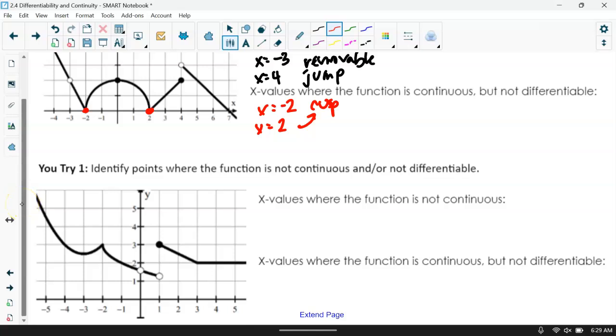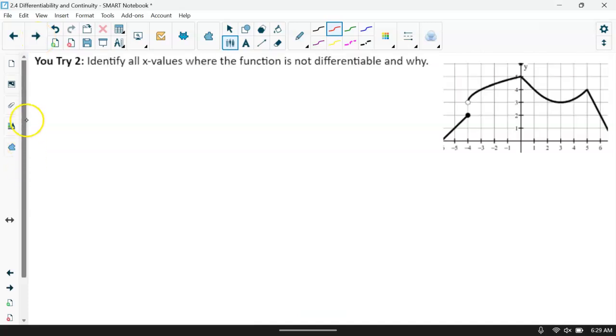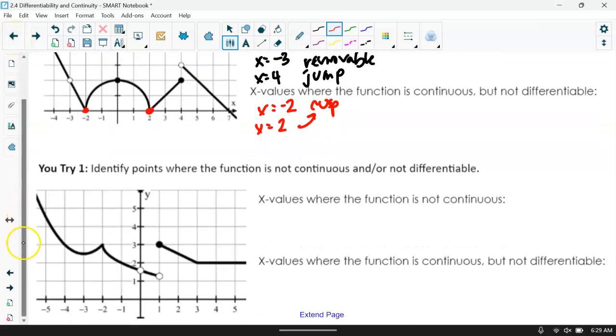There are two You Tries, if you notice in the notes. Go ahead and pause the video and try these two You Tries on your own.